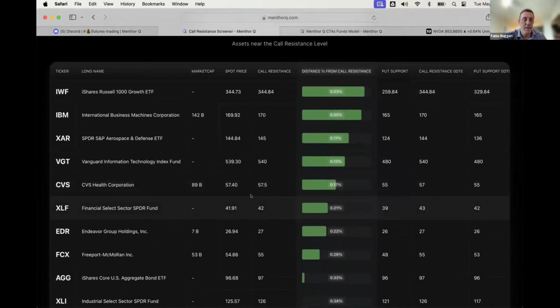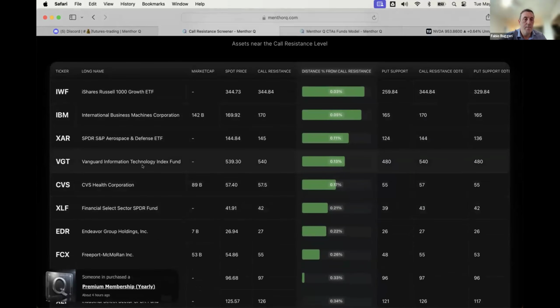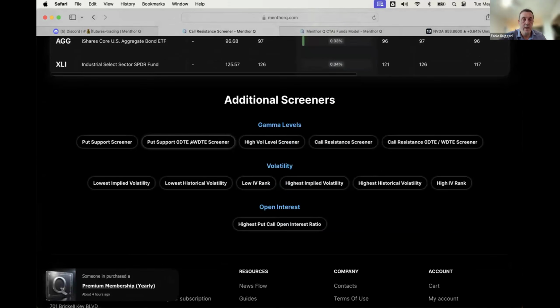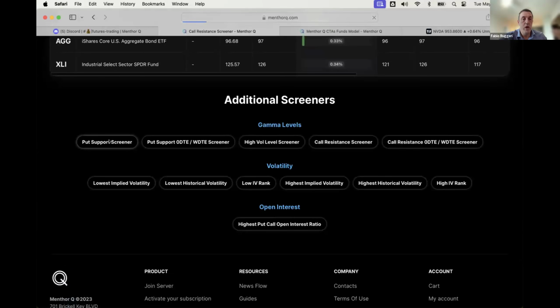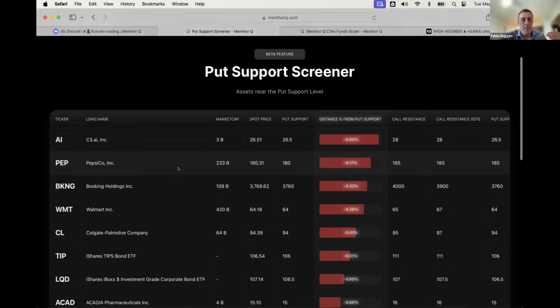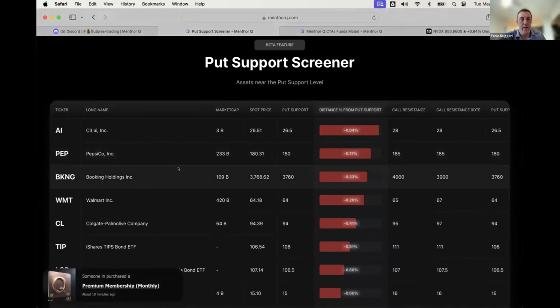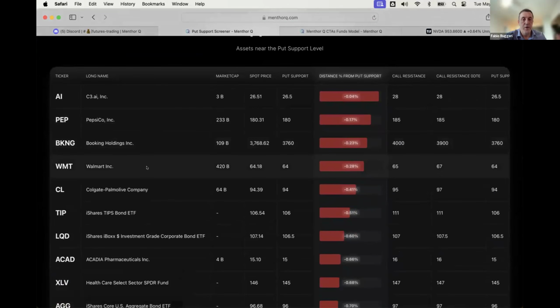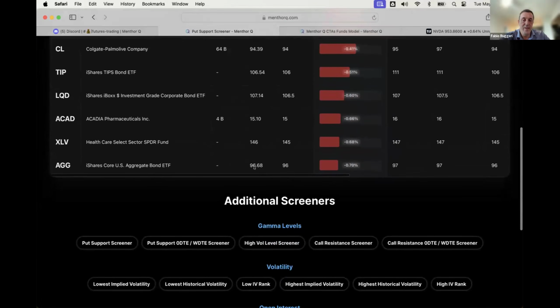Here we have some interesting names: IBM, CVS, but we can also do the same thing on all the other levels. For example, we can do the opposite. Let's say we want to see companies that are approaching the put support level, in this case Pepsi or Walmart. So again, you know that they're approaching this level. Is there going to be a bounce off this level, or is it going to be an inflection point? This is how we use it and how to plan it for the next day.